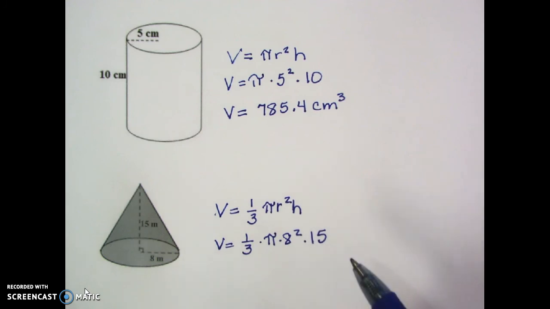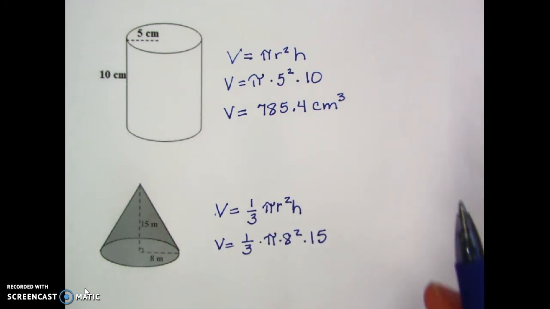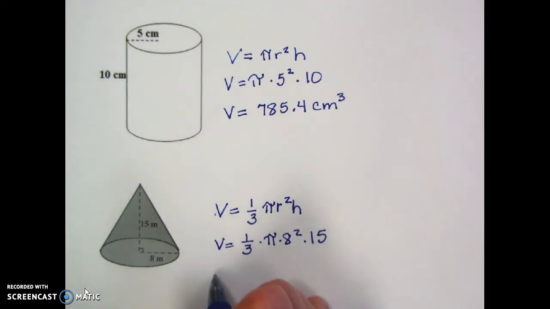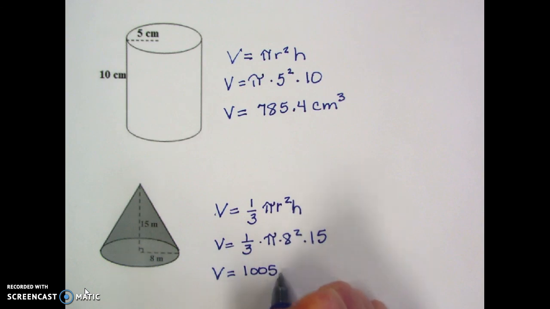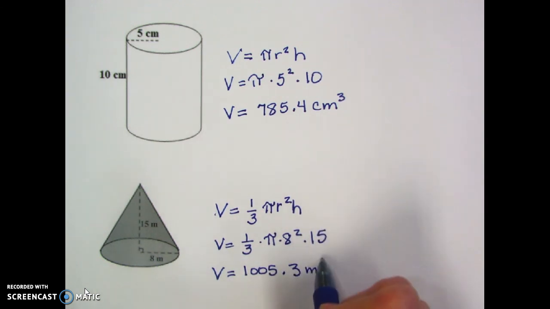Remember, when you put a fraction in the calculator, you should put it in parentheses on these graphing calculators. So when we do that and the calculator spits out an answer, it is 1005.3, and again in this case this is meters, but the volume is always cubed, so meters cubed.